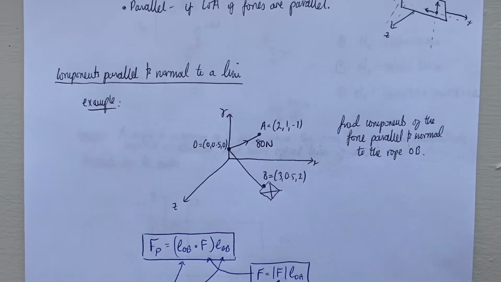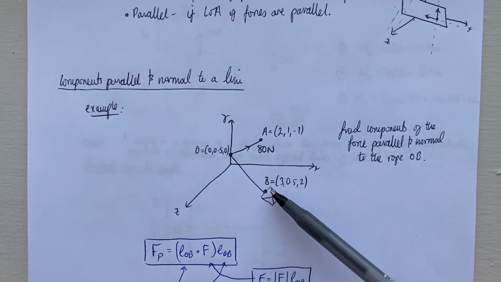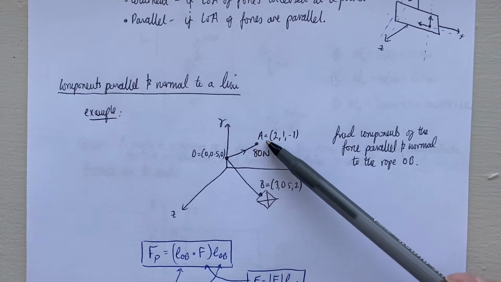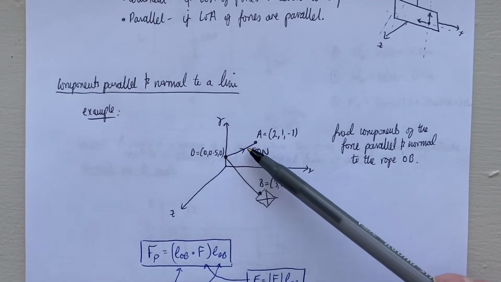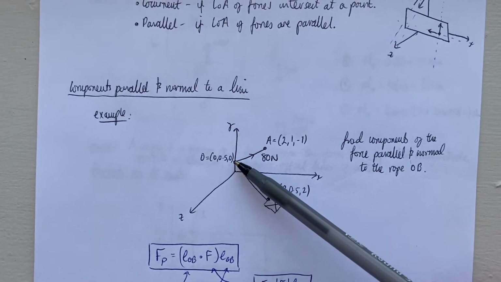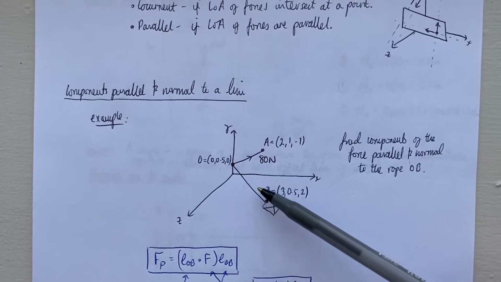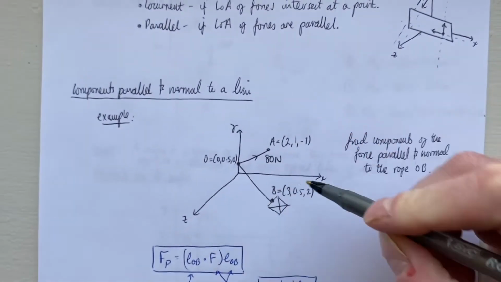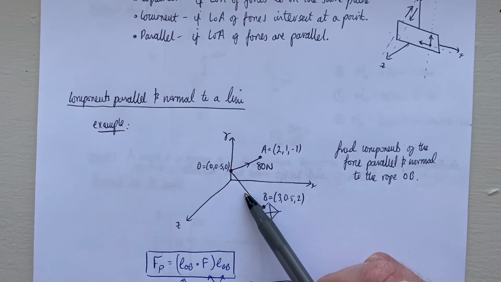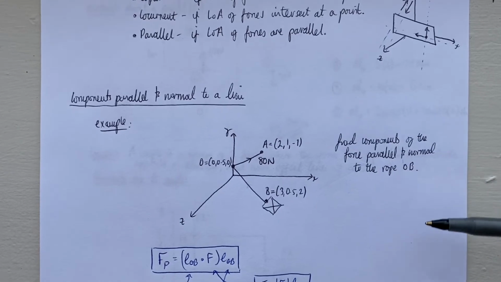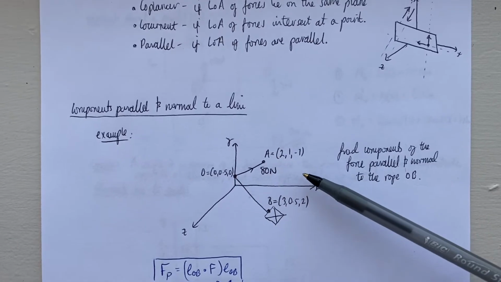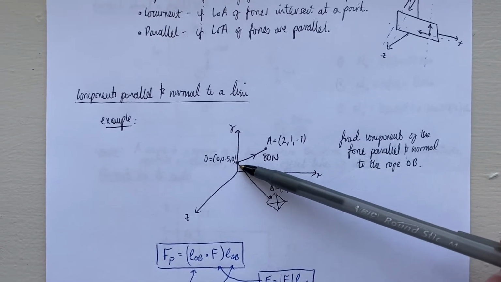So in this example here, basically we have a force applied in this direction through point A, and the rope or the cable is diverted through this point O, which is not quite at the origin, it's been shifted up, and that's trying to pull or tow a box or a crate through here like this. And the question is to find components of this force, which is an 80 Newton force in this direction, parallel and normal to the rope OB.